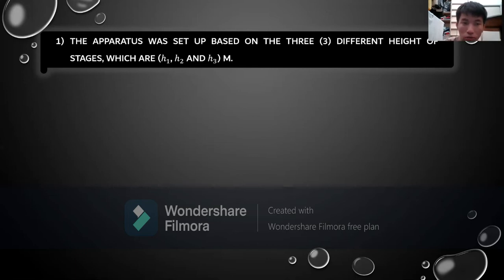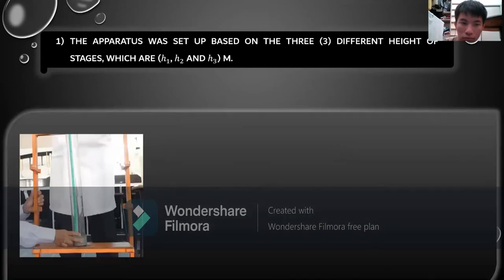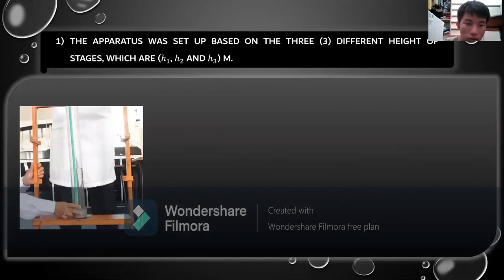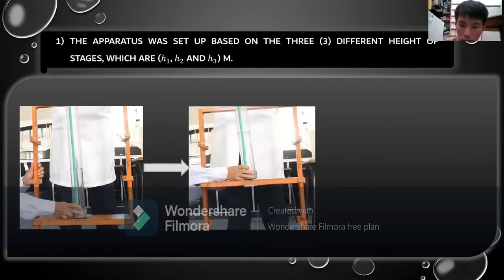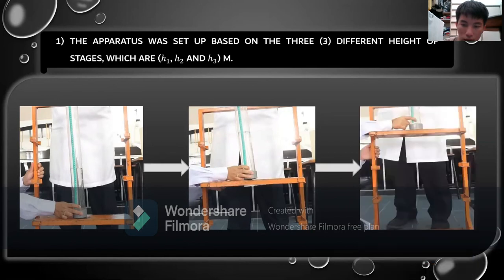Each time we do the experiment, the reading for the height is different because it depends on the water level. Basically this is the setup for the H1 height, and then this is for the H2, and lastly this is our H3.